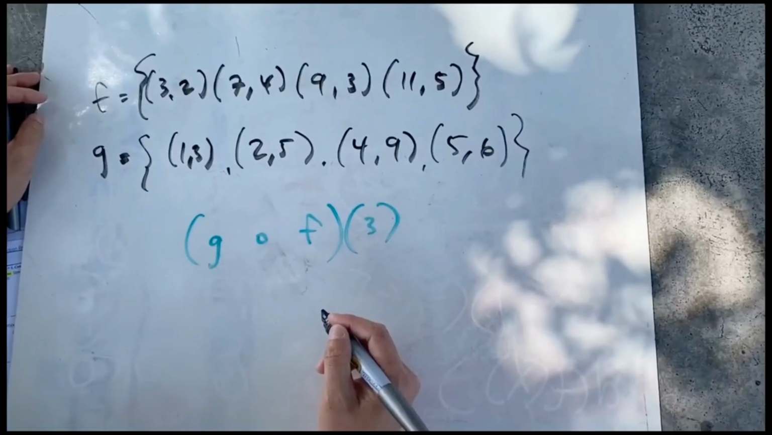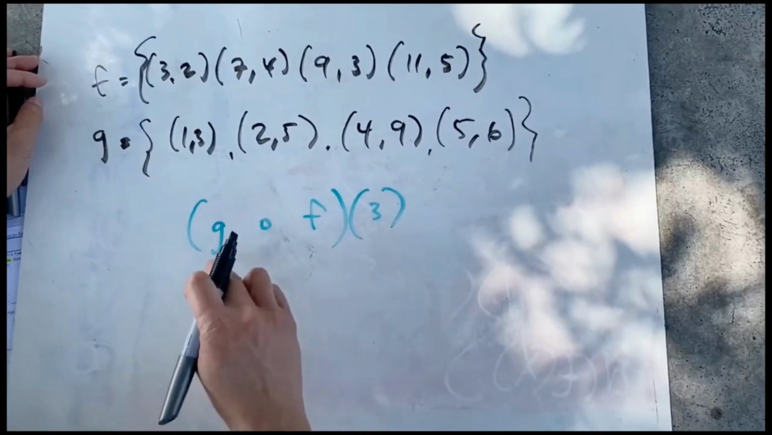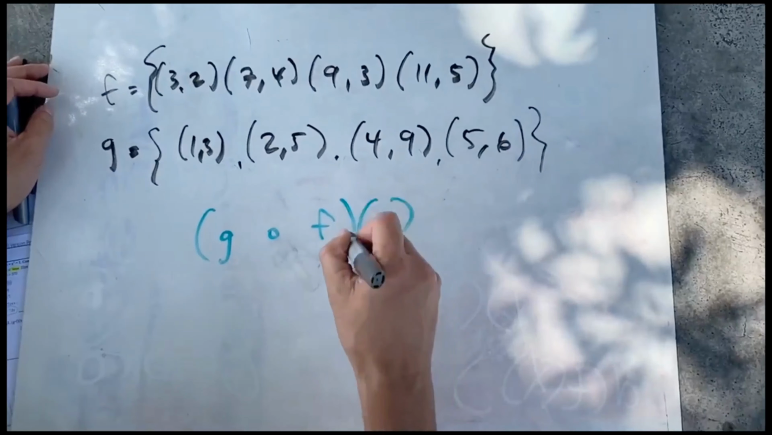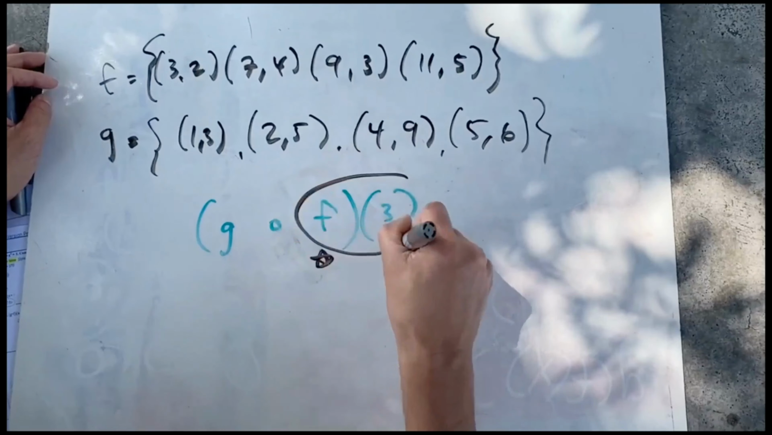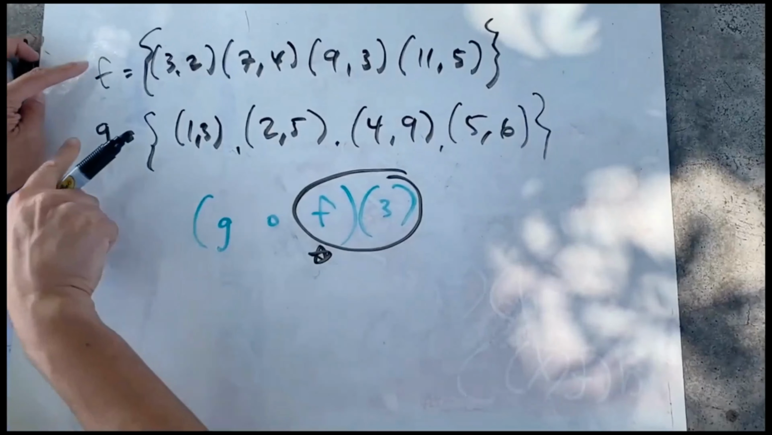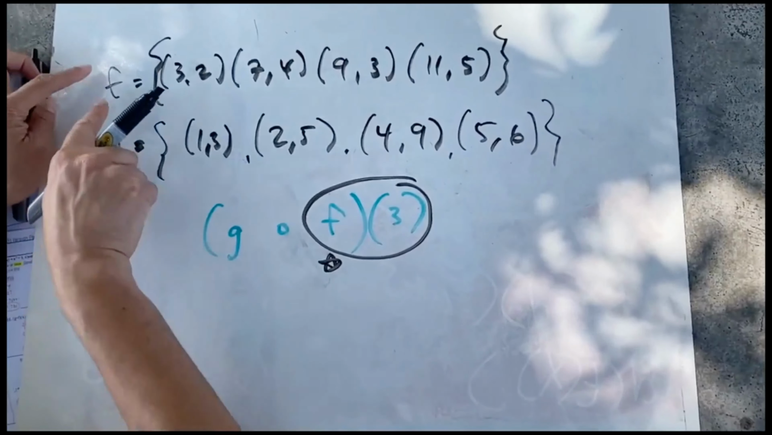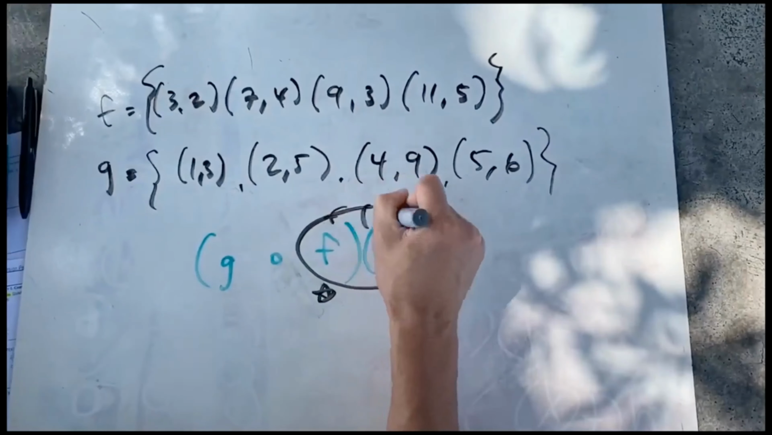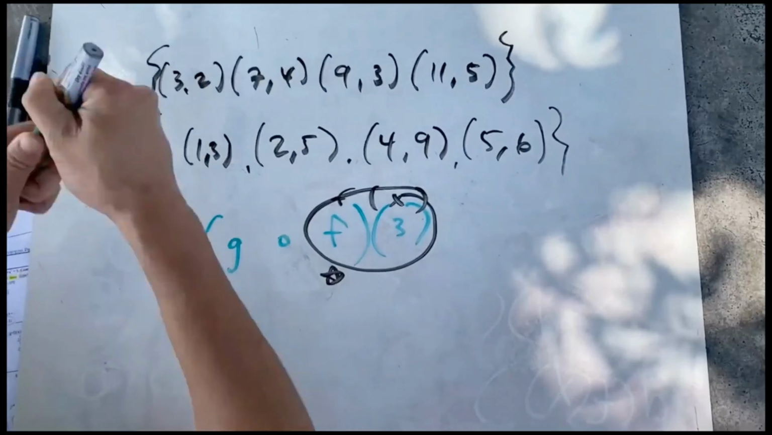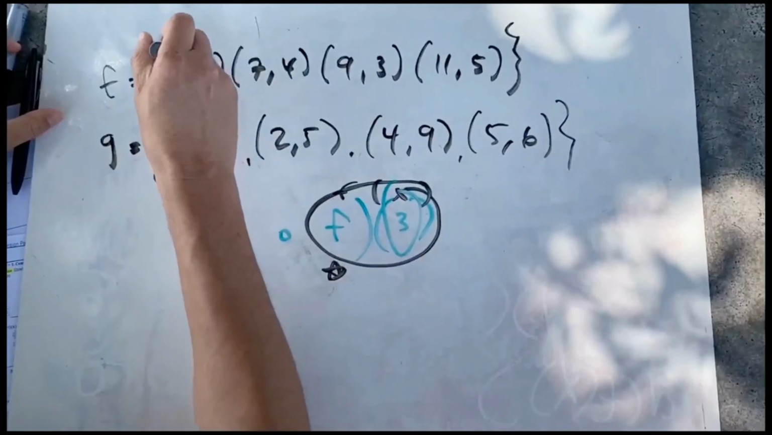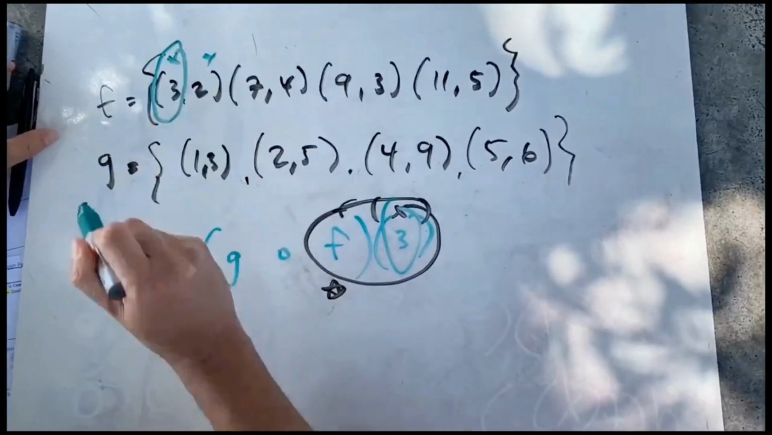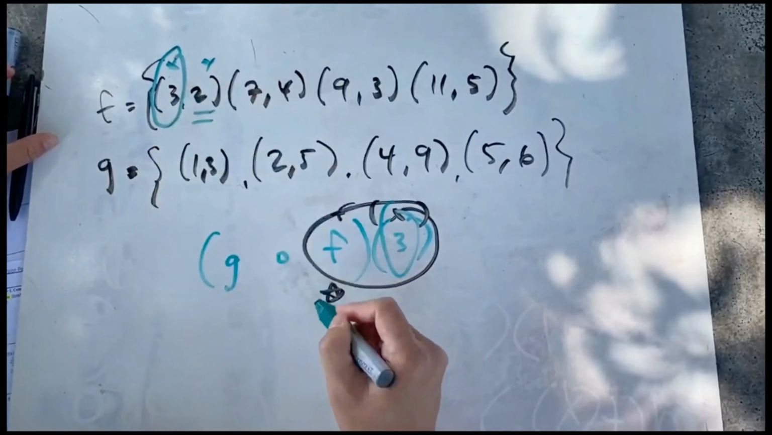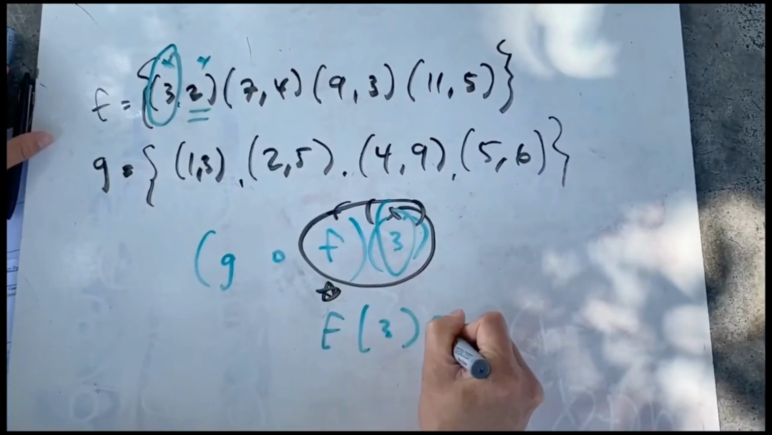Hey guys, this is your favorite math teacher, Mr. Ng. Let's talk about g of f. This one tells you we're going to start here and we're going to find f of 3. So I have two functions, f and g. So I'm going to go to the f one and look where the x value is 3. So the x value right here is 3. The answer is 2. F of 3 equals 2.